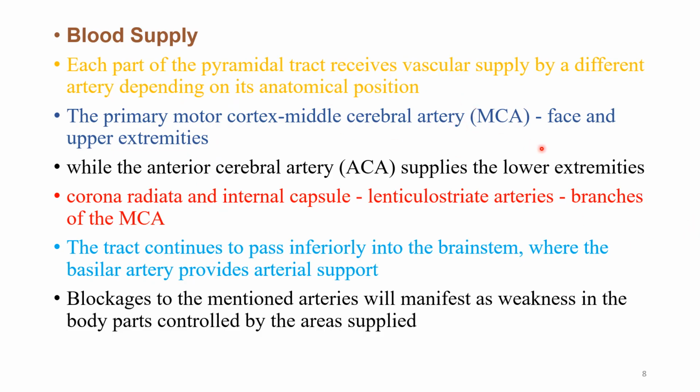Coming to the blood supply, each part of the pyramidal tract receives vascular supply by a different artery depending upon its anatomical position. The primary motor cortex is supplied by MCA, that is middle cerebral artery, while the anterior cerebral artery supplies the lower extremities. Middle cerebral artery is supplying face and upper extremities, whereas the anterior cerebral artery supplies the lower extremities. The corona radiata and internal capsule are supplied by lenticulostriate branches of the MCA. The tract continues to pass inferiorly into the brainstem, where the basilar artery provides the arterial support. So blockages to these above mentioned arteries will manifest as weakness in the body parts which are controlled by these areas.